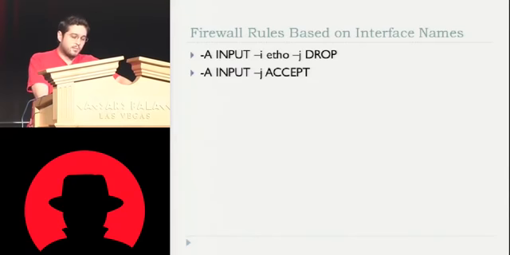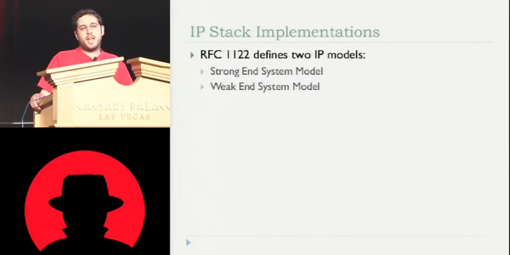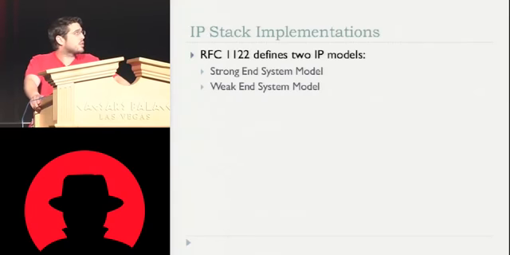And where this comes back to bite us is when you look at how the underlying operating system handles IP packets. RFC 1122 defines two different models for implementing an IP stack. One's called the strong end system model, and one's called the weak end system model. Now, if you know nothing about these two models other than the names, which one do you think is better?